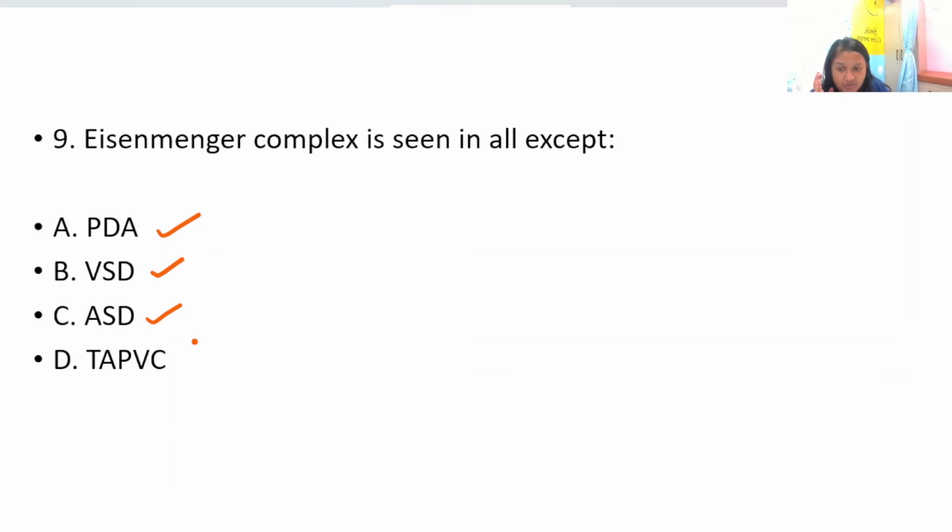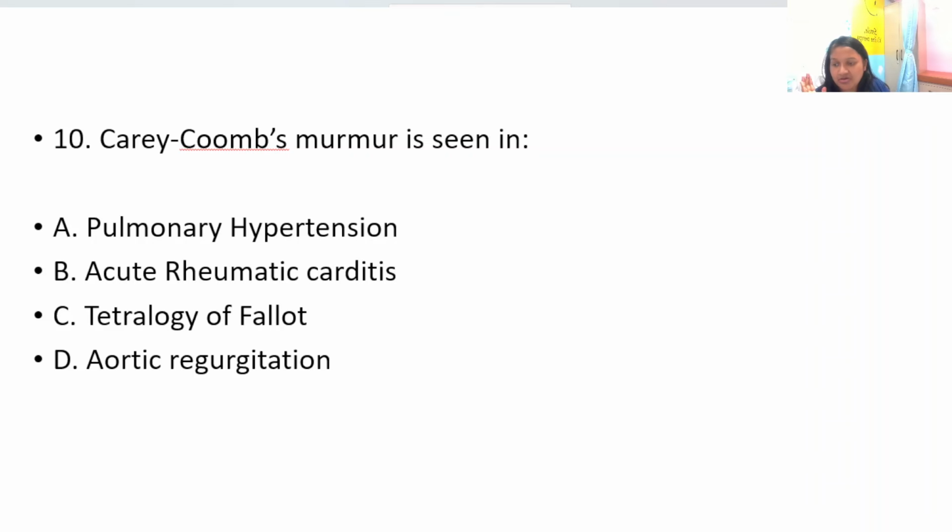So among all the four options that are given, Eisenmenger complex is seen in all except TAPVC. Your answer should be TAPVC. It is seen, but it is very rare. In simple left to right shunts, which are PDA, VSD and ASD, Eisenmengerization is seen in long standing untreated cases.